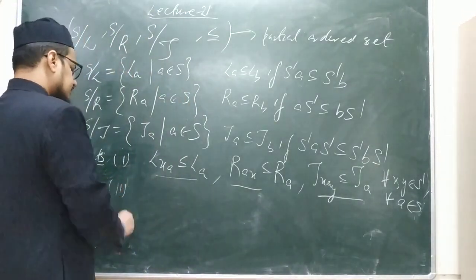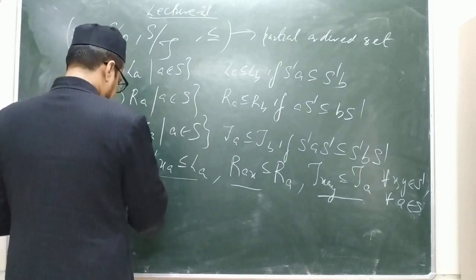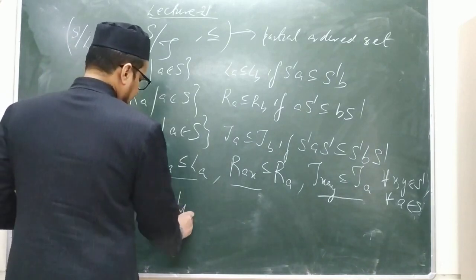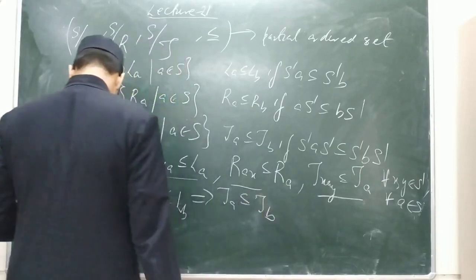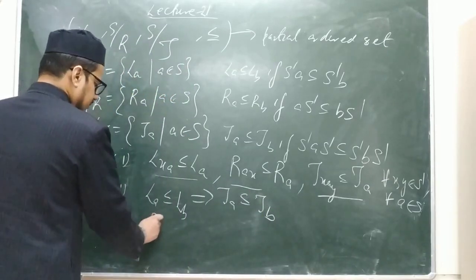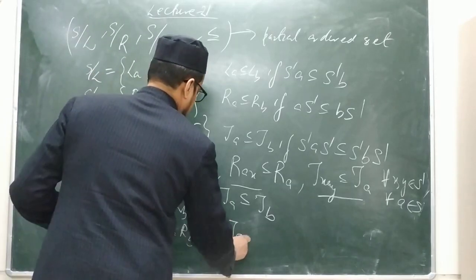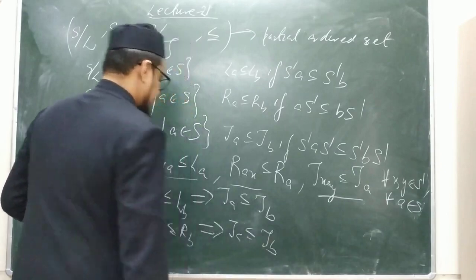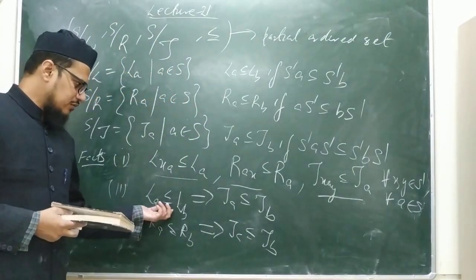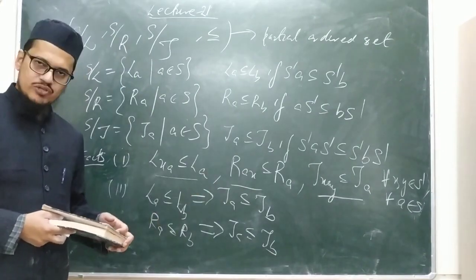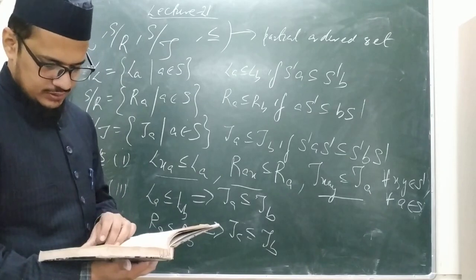Second, that L_A less than or equal to L_B implies J_A less than or equal to J_B. And similarly, it's a dual case, that is R_A less than or equal to R_B implies J_A less than or equal to J_B. It's a dual case. So the second fact is this, very easy, that if L_A is less than or equal to L_B, then it implies J_A less than or equal to J_B. How? Prove it. Very easy it is.